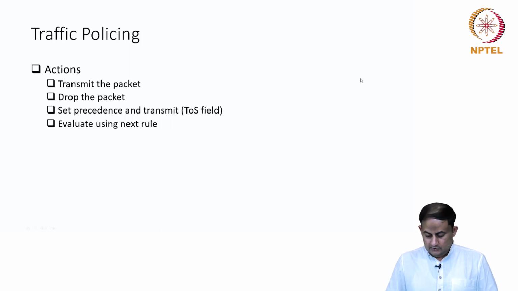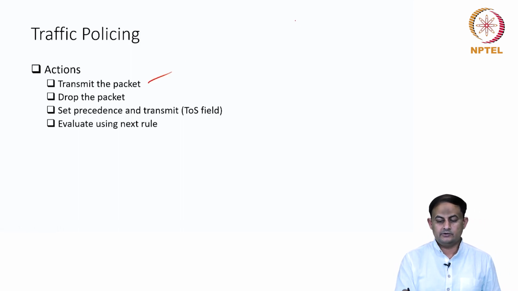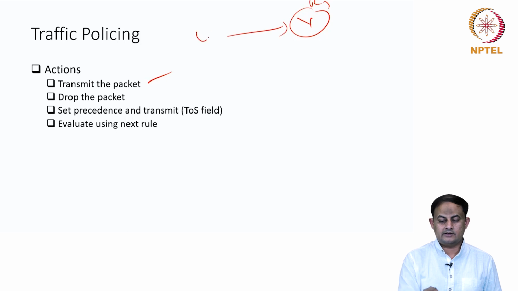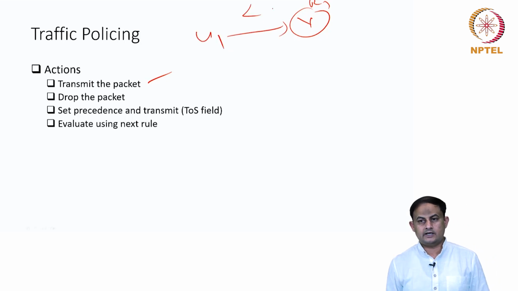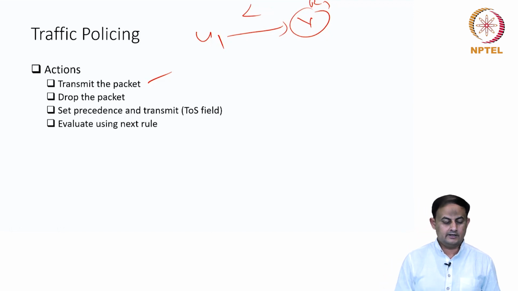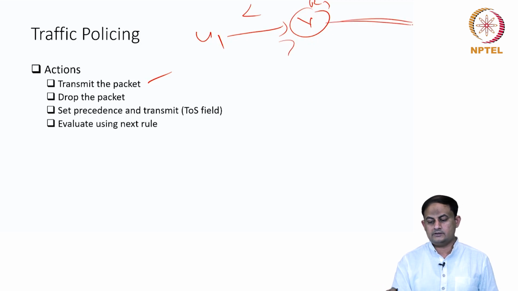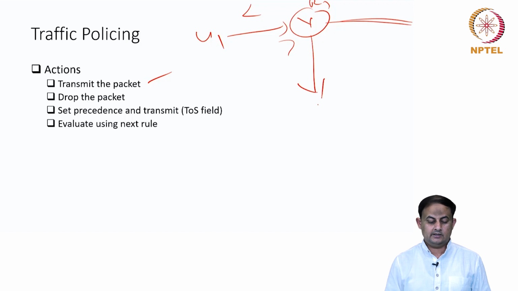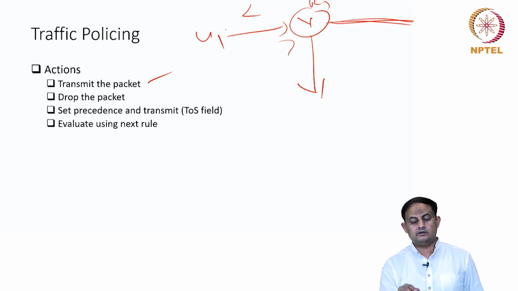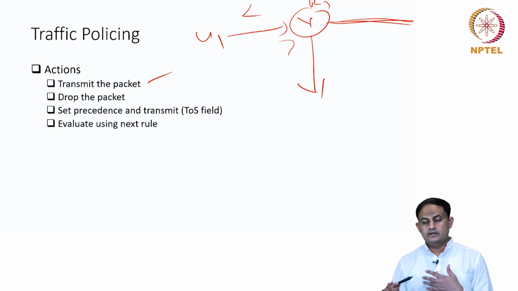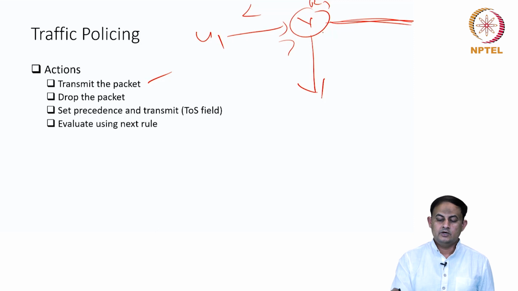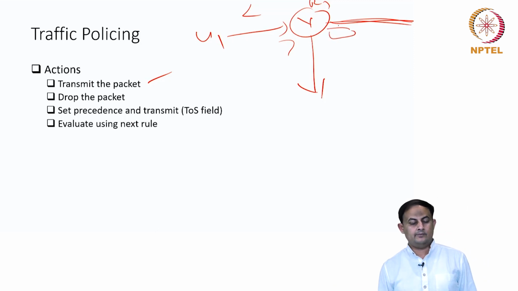So, the actions for policing are basically that you either decide to transmit the packet, when the arrival rate from user 1 is less than the agreed upon rate, or you decide to drop the packet when it is in excess and you do not have the capacity to accommodate the excess. That time you drop it. If there is spare capacity available at the outgoing link, and in spite of that the user is transmitting traffic in excess of the agreed upon rate, then you mark the packet and send it to the next stop.